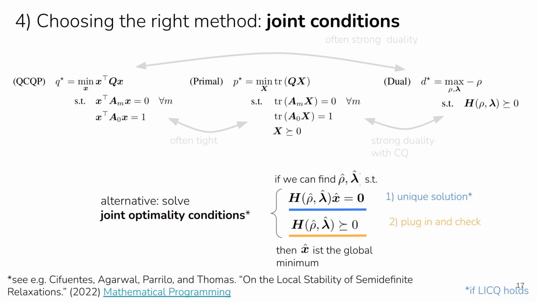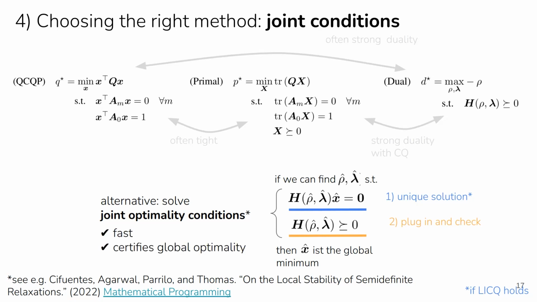In fact, we can do that often quite efficiently, because for this first equation, if you have some constraint qualification, which basically means that, for instance, your constraints are linearly independent, then you can show that it just has a unique solution. So you can solve for rho hat and lambda hat using the first equation, then plug those into the second equation and see if your matrix is positive semi-definite. And if it is, you know that x hat is in fact the globally optimal solution.